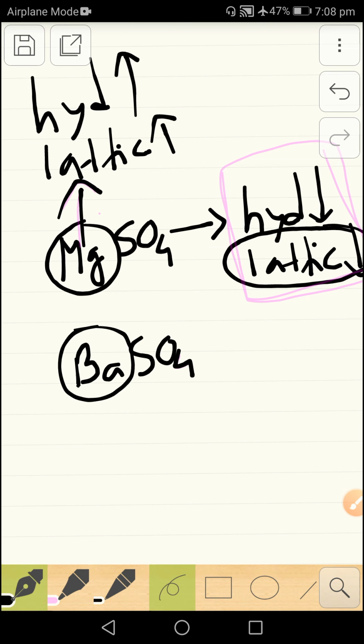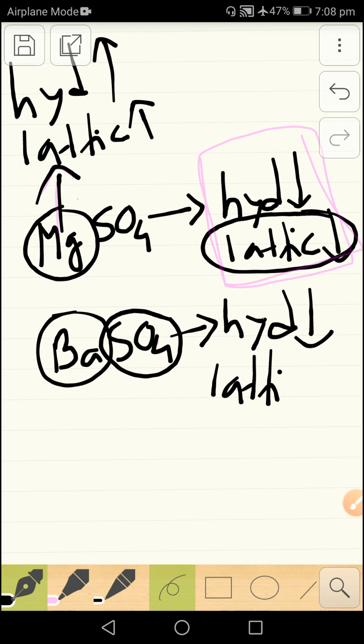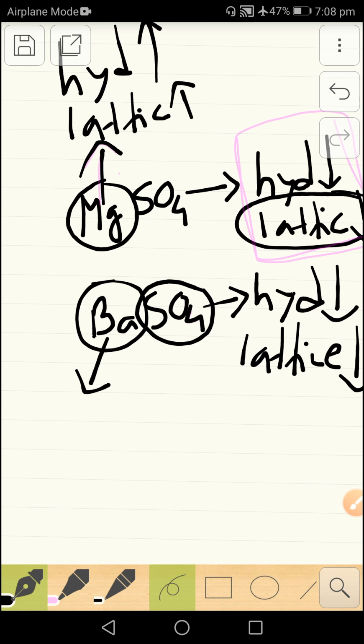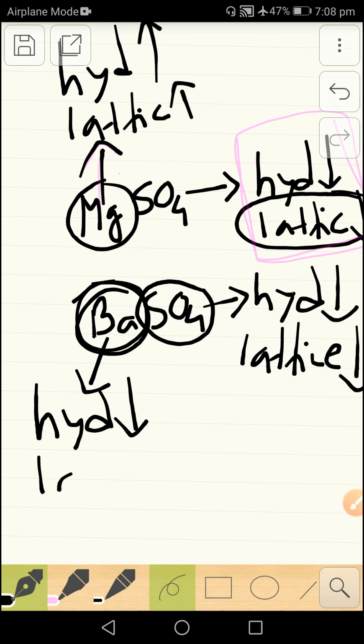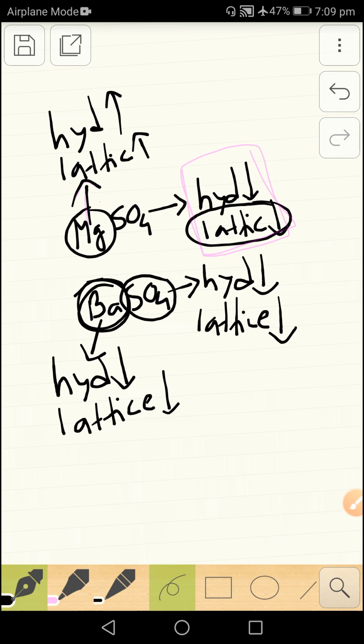Okay, here, hydration is less and lattice is also less. Here barium, okay, so talking about barium, its hydration enthalpy is less because it is very large in size, and its lattice enthalpy is also less. Now let's predict the solubilities from these data of magnesium sulfate and barium sulfate.